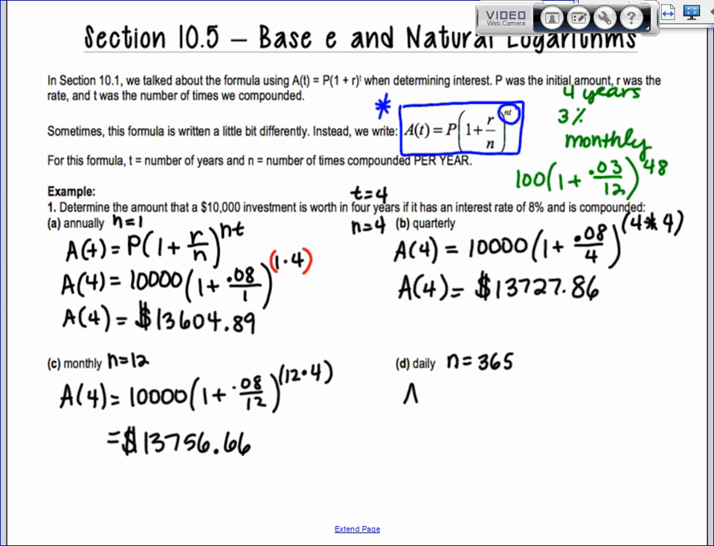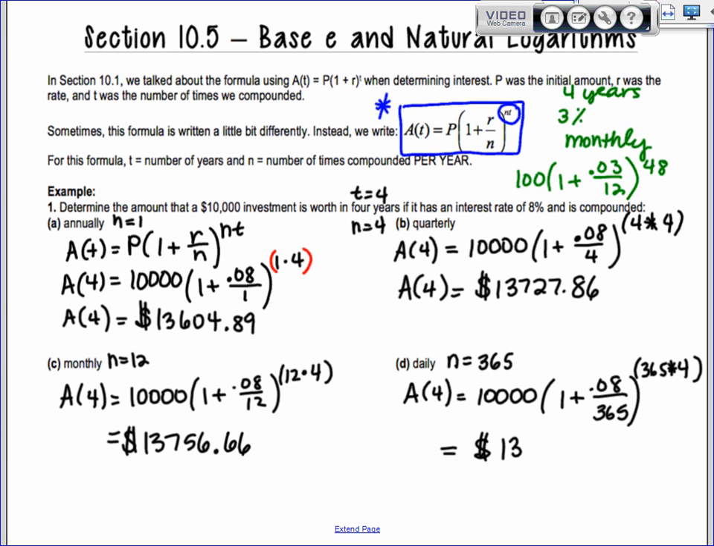So the amount after 4 years is going to be 10,000 times 1 plus 0.08 divided by 365 raised to the 365 times 4. I'll do my multiplication sign again. Anybody got it? Still kind of around what it was before, 13,000.